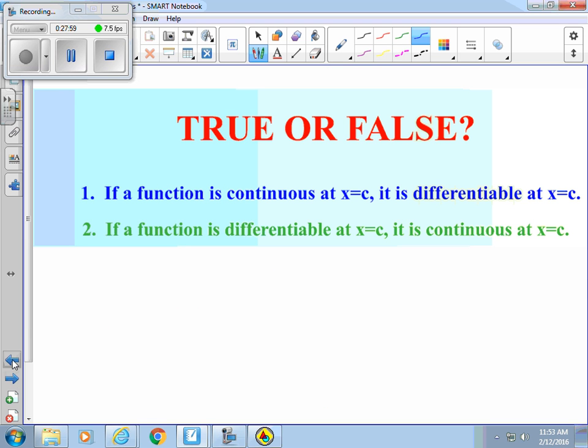So quick question, true or false? If a function is continuous, then it's differentiable. Why? Good. Sharp corner, is this continuous? Yes. Is it differentiable? No. If a function is differentiable, then it's continuous. Yes. So the first one is false. Second one is true. So differentiability implies continuity, but continuity does not imply differentiability. So they are related, but they aren't the same.